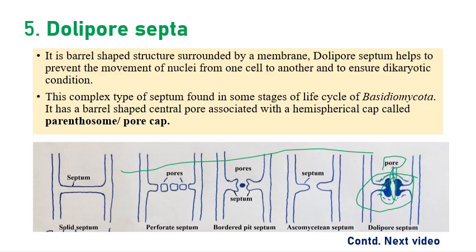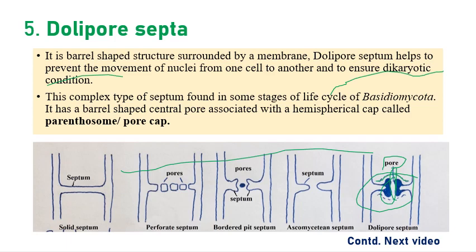The main function of this Dolipore septum is to ensure the dikaryotic condition of hyphae. If cytoplasmic or nuclear material flows too much, one side may dry up while the other side may be full of cytoplasmic material or nuclei. So to prevent the extra flowing of the material and to ensure the dikaryotic condition of hyphae, this Dolipore septum is very useful.